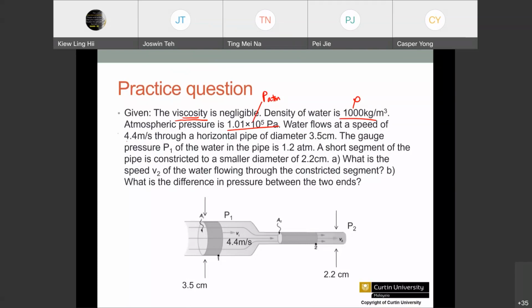This is velocity, so let's assume it as V1. Diameter, when it is 3.5 centimeter, your velocity is 4.4. So let's assume 3.5 as D1. Find the gauge pressure P1 of the water in the pipe. So this is gauge pressure.